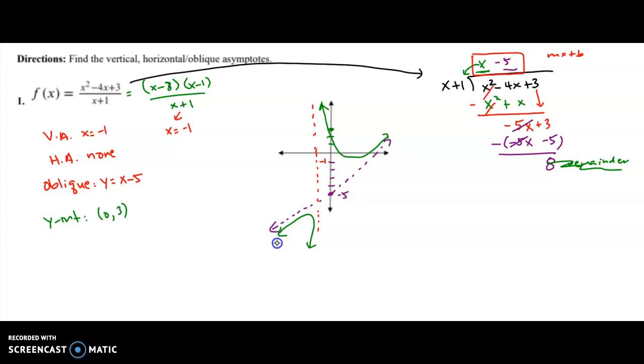Okay, so hopefully that was kind of clear. I know that was kind of a slow process, but it does help going a little bit slower here.